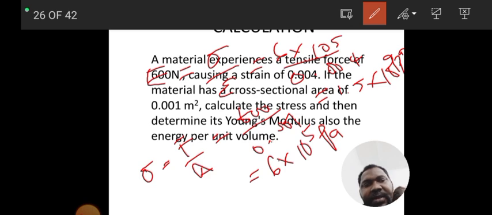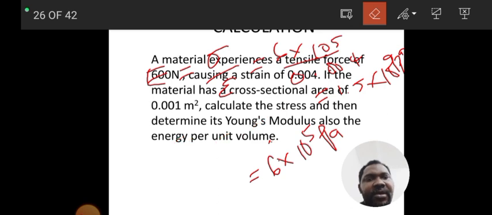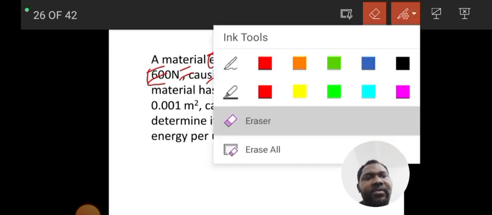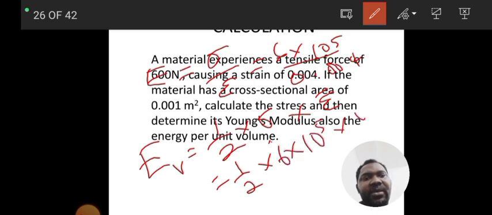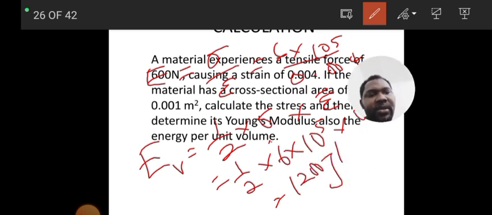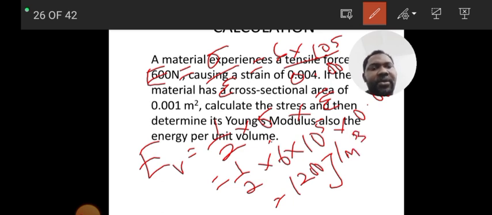Now the last question we are asked to find is the energy per unit volume. Now in the second video we saw that the energy per unit volume is the same thing as half times stress times strain. Okay, so that means the energy per unit volume is equal to half times the stress times the strain, which means half times 6 times 10 to the power 5 times 0.004. If we calculate that, we get 1200. So the answer is 1200 joules per meter cube, which is the unit for energy per unit volume. Okay, joules per meter cube.